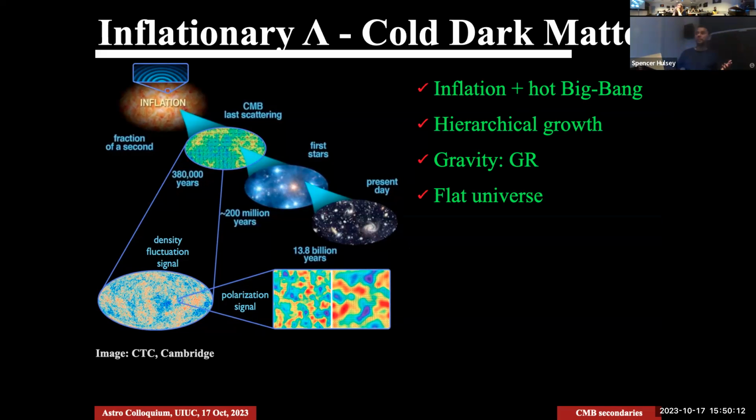It started with inflation plus a hot Big Bang, and then structures grow hierarchically. Gravity is very well explained by general relativity. We are still looking for deviations, but it seems like it's actually pretty good. And then observations tell us that we live in a flat universe.